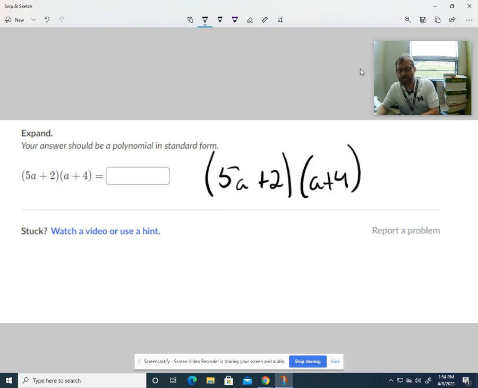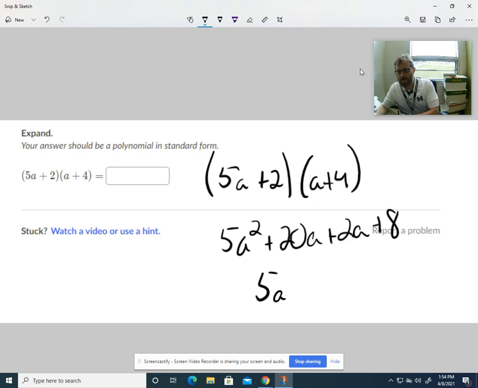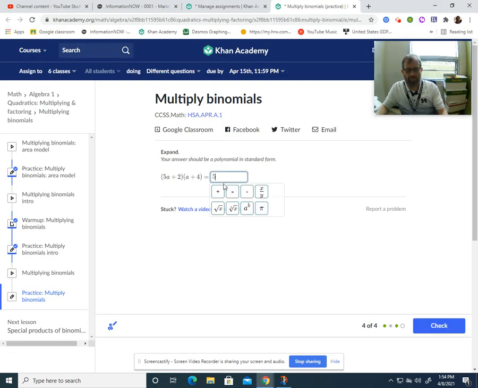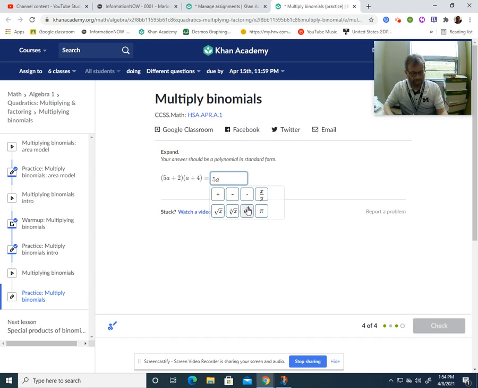Okay, so 5a times a is 5a squared. 5a times 4 is 20a. 2 times a is positive 2a. 2 times 4 is positive 8. 5a squared, these two middle terms add up to 22a plus 8. All right, should be correct.